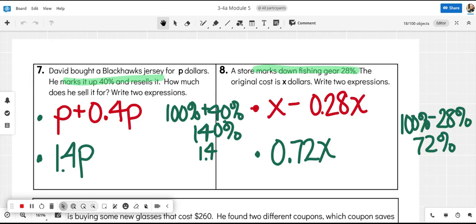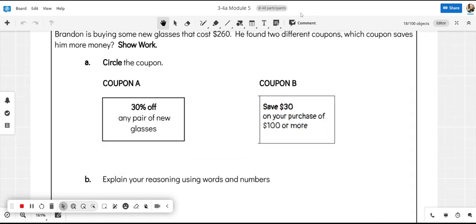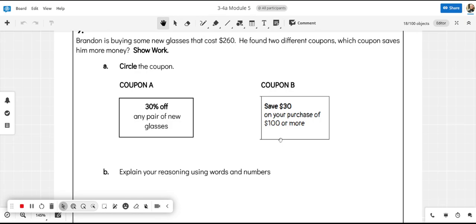So the second expression, you're paying 72% of the price. All right, again, make sure you're writing everything down because this will be helpful on your quiz. All right, number 9. Brandon is buying some new glasses that cost $260. He found 2 different coupons. Which coupon saves him more money? You can get 30% off or $30 off. Well, we need to figure out both of them.